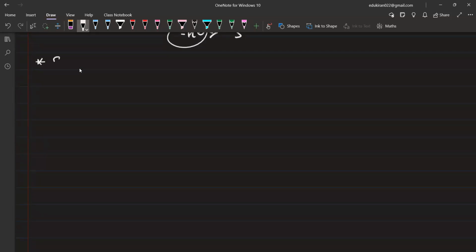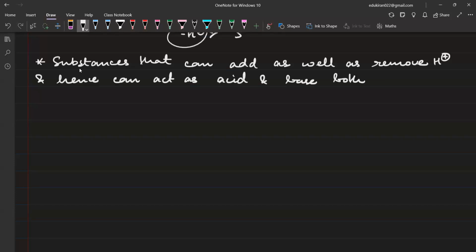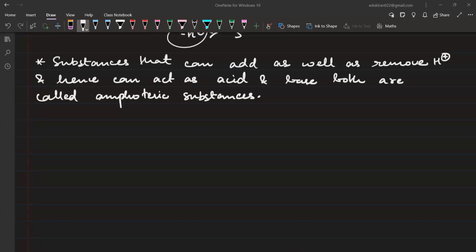So write next point: substances that can add as well as remove H plus, and hence can act as acid and base both, are called amphoteric substances. है ना? आपने एम्फोटेरिक ऑक्साइड्स के बारे में इस साल भी पढ़ा है, 10th में भी पढ़ा होगा, राइट हर्षा? साइंस में एम्फोटेरिक ऑक्साइड्स। Yes, sir. 10th. वही है ना.